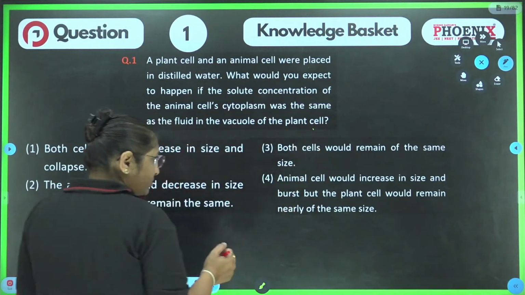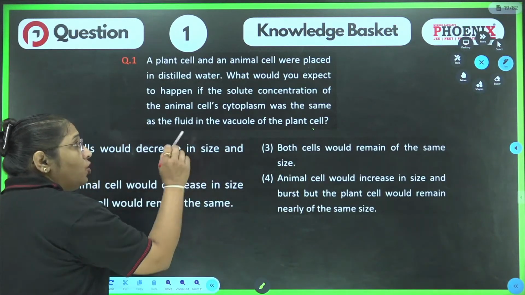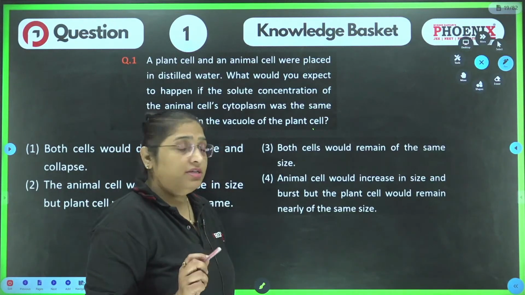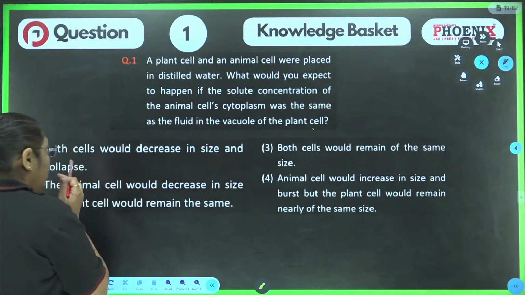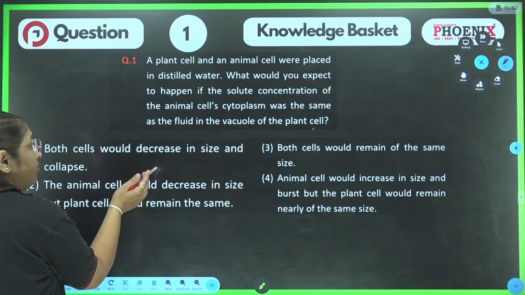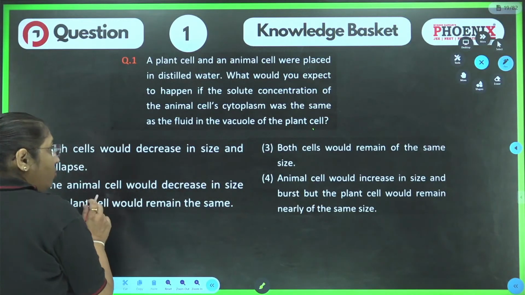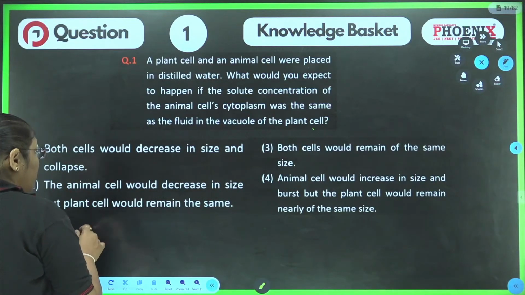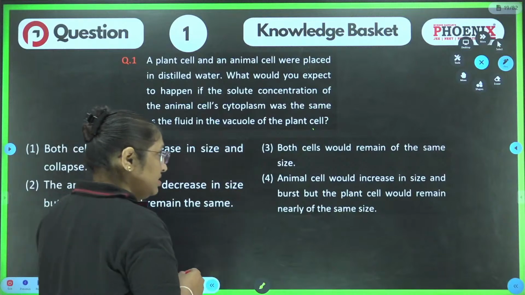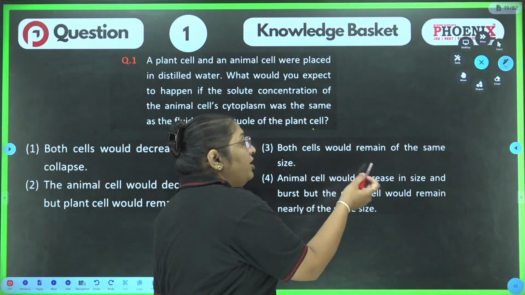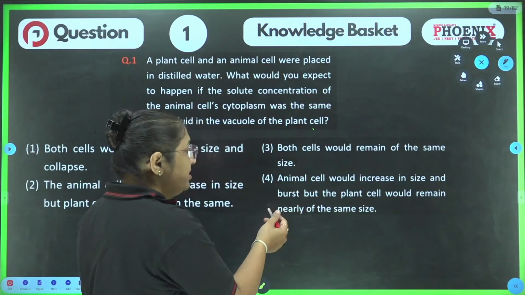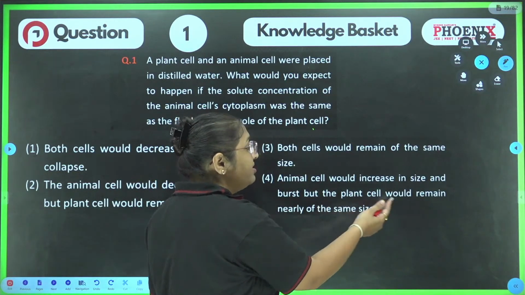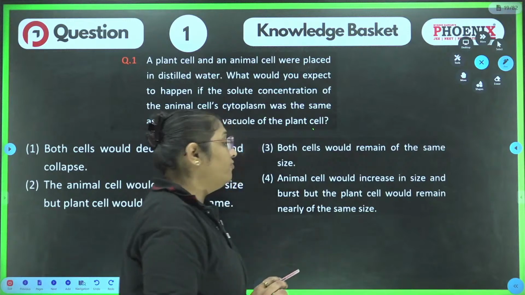Okay, now here the concentration is going to be changed for the animal cell. Options: first, both cells would decrease in size and collapse. Second, the animal cell would decrease in size but the plant cell would remain the same. Third, both cells would remain the same size. Fourth, the animal cell would increase in size and burst, but the plant cell would remain nearly the same size.